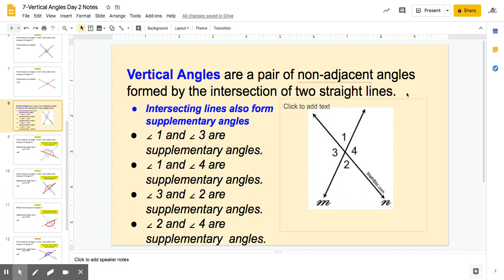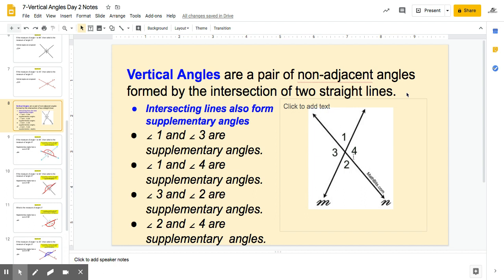Now, intersecting lines, of course, form vertical angles like we talked about, but they also form supplementary angles, which we've learned about. So, remember, supplementary angles are on a straight line, and together their sum is 180 degrees, which means when we add them together, they have to add to equal 180. So, we know angle 1 and angle 2 are vertical angles, but angle 1 and angle 3 are supplementary angles, which means they both have to add to equal 180.